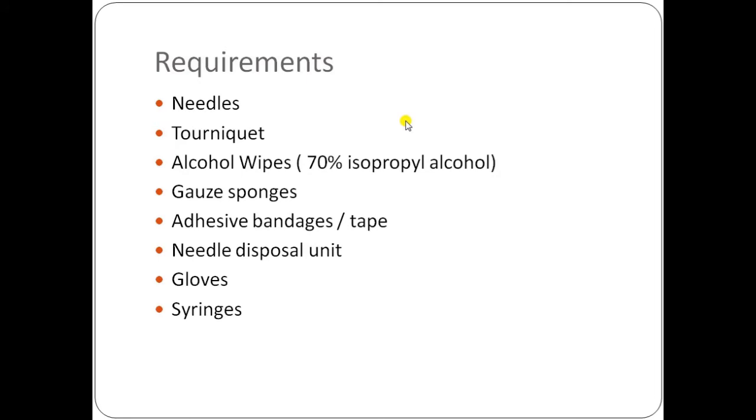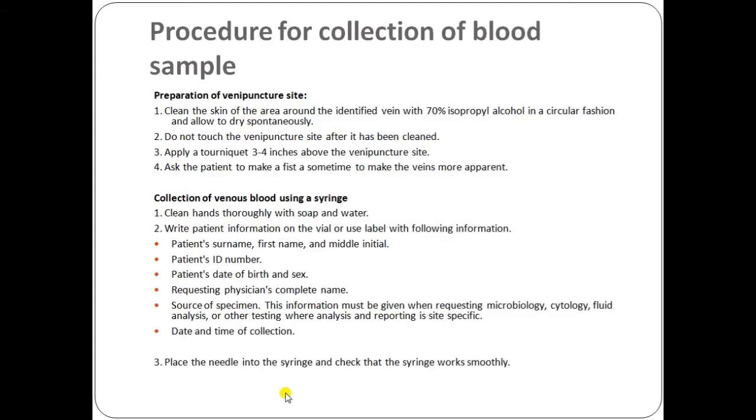This slide shows the various requirements for collection of venous blood. First one is needles, second one is tourniquet, third one is alcohol wipes, fourth one is gauze sponge, adhesive tape, disposable unit, gloves and syringes. Next is the procedure for collection of blood sample.